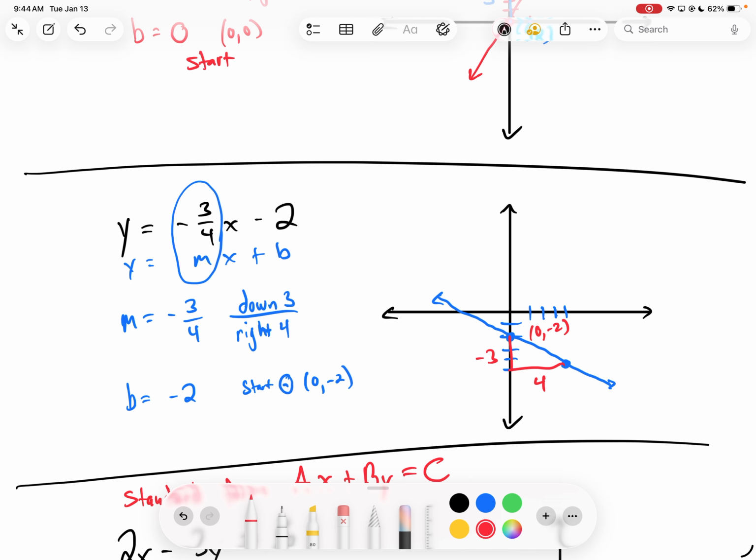All right, so that's when it's given to you in y equals mx plus b. You just get to look at it. The number in front of x is your m. The number over there by itself is the b.